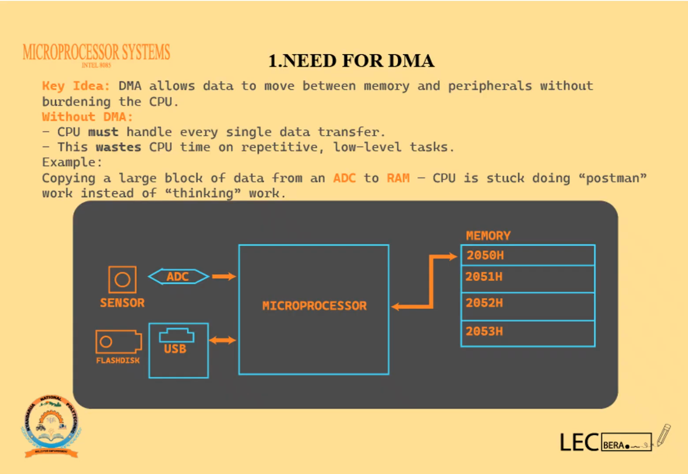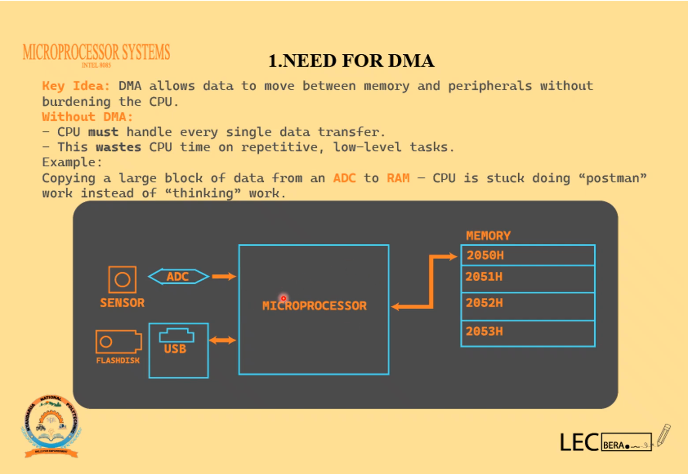So why do we need a DMA controller? For us to understand that part, we have to visualize how data normally is exchanged if we don't have direct memory access. Anytime we want to send data from the input-output devices, let's say a sensor which is connected to an analog digital converter, or a USB flash disk which is connected to a USB port, you have to exchange that data between the microprocessor and the memory. That is, the data must pass through the microprocessor for it to go to the memory.